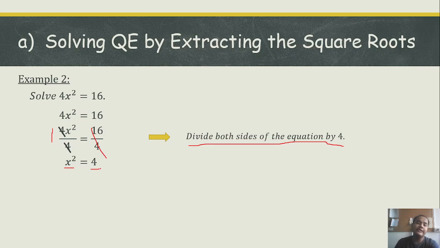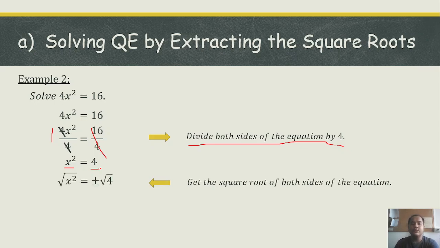So what is the next step? So the next step, kasi nasa simplified form na siya, pwede na natin kunin yung square root of both sides of the equation. So the square root of x squared is equals to positive negative square root of 4. So the value of x is equals to positive negative 2, or x is equals to positive 2 and x equals to negative 2.